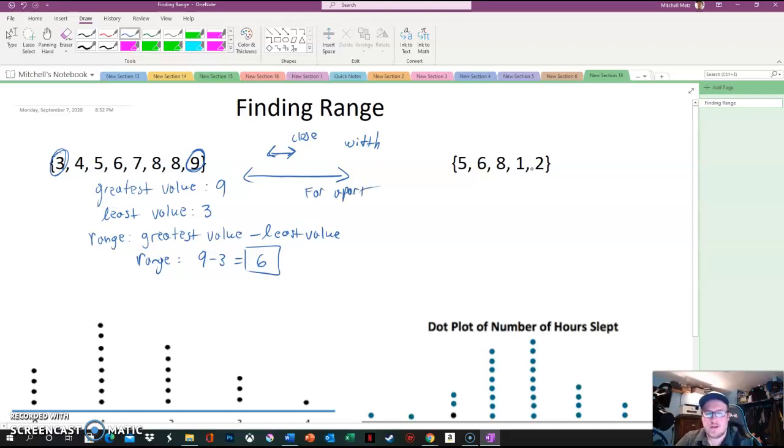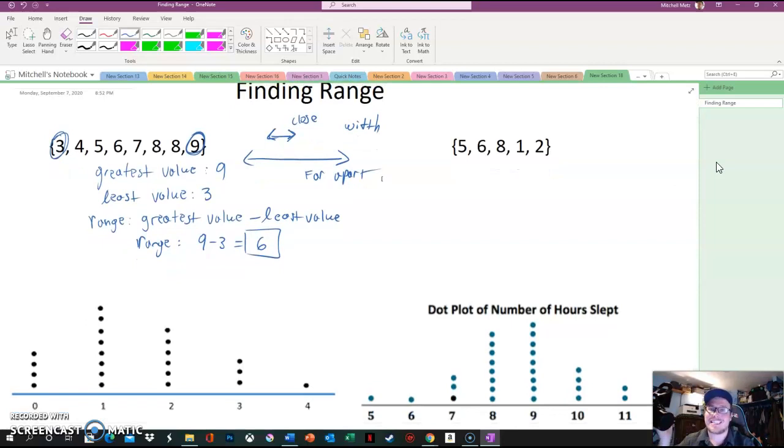So let's do it on this one. Again, you have to make sure your data is listed from least to greatest so you can easily identify the lowest value and the highest value. So I'm going to rewrite this. 1 is my first number. I see a 2. I see a 5. I see a 6. And I see an 8. So I'm just rewriting it from least to greatest, from left to right.